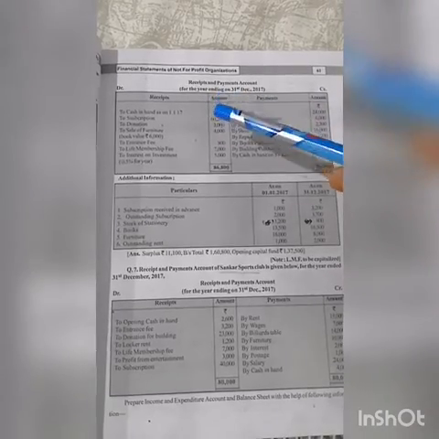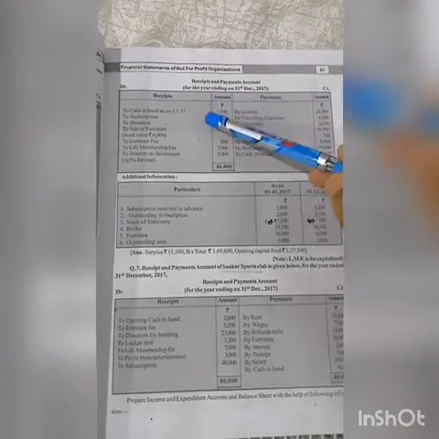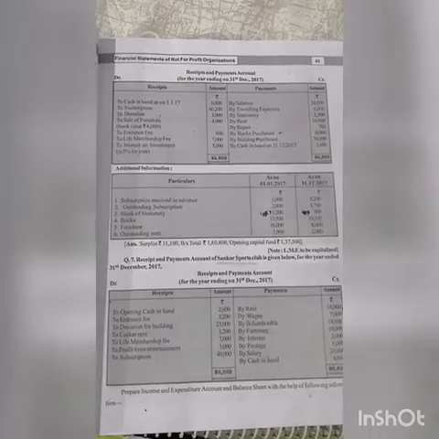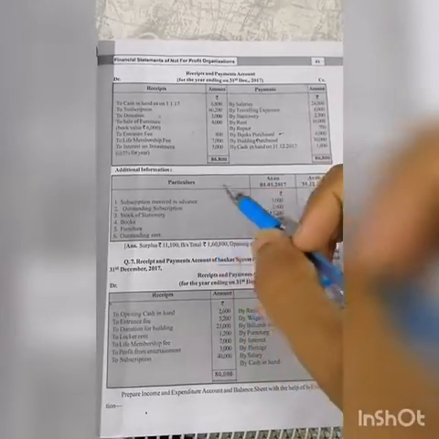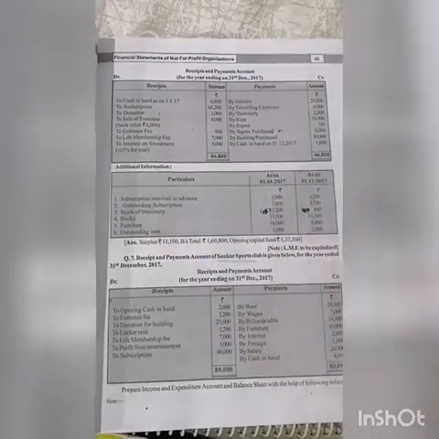NPO chapter, and the book I prefer is Navbodh. So I picked up this question because in this question all the important adjustments are given.